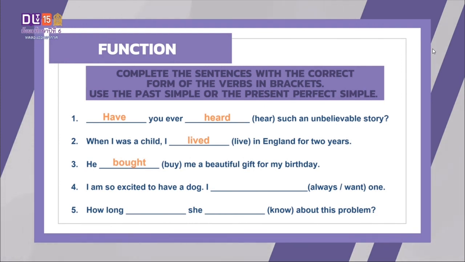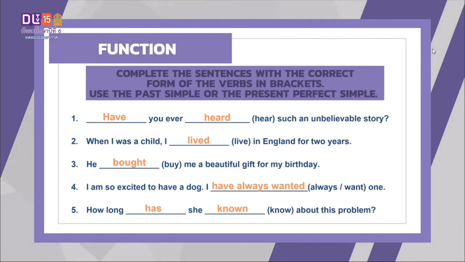Four, I'm so excited to have a dog. I have always wanted one. Please tell me the correct answer of number four. I'm so excited to have a dog. I have always wanted one. And number five, how long has she known about this problem? The correct answer is, how long has she known about this problem? Okay, who got five? Show your hand, please.